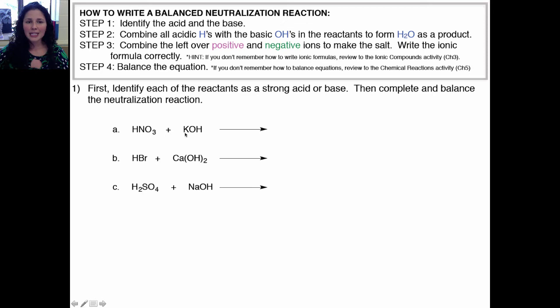Here's HNO3 and KOH. First, identify the acid and the base. These should be pretty easy to recognize if you remember the strong acids and strong bases that are written on the first page of your activity.